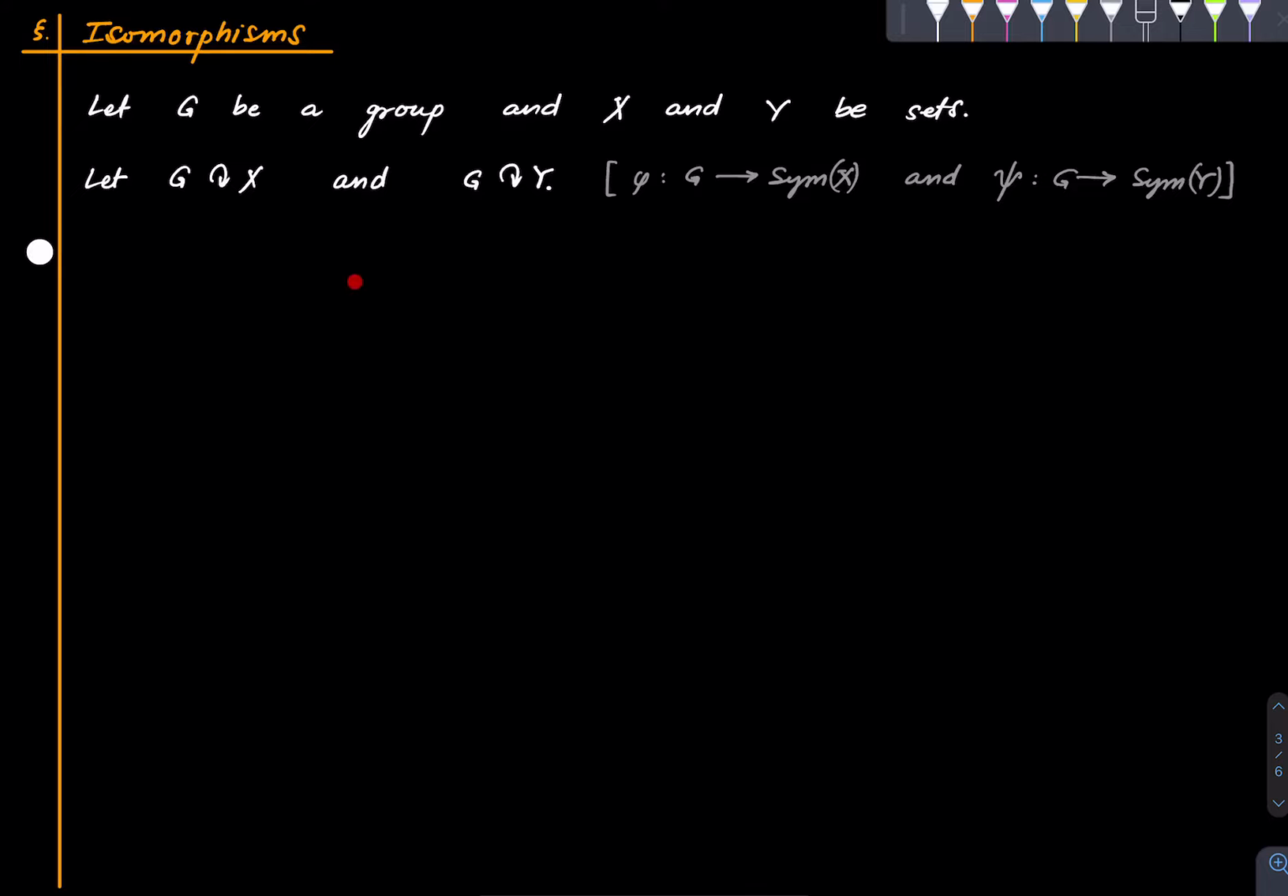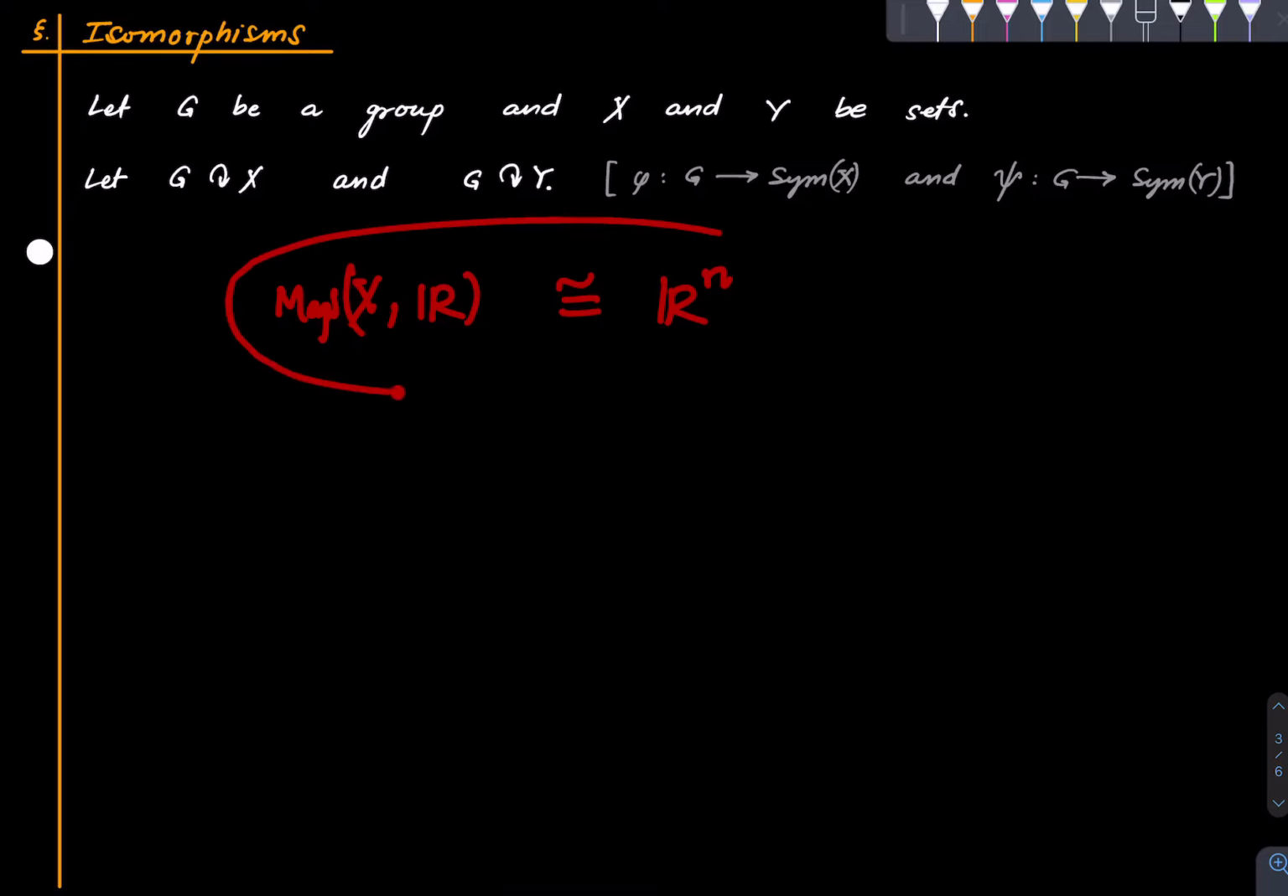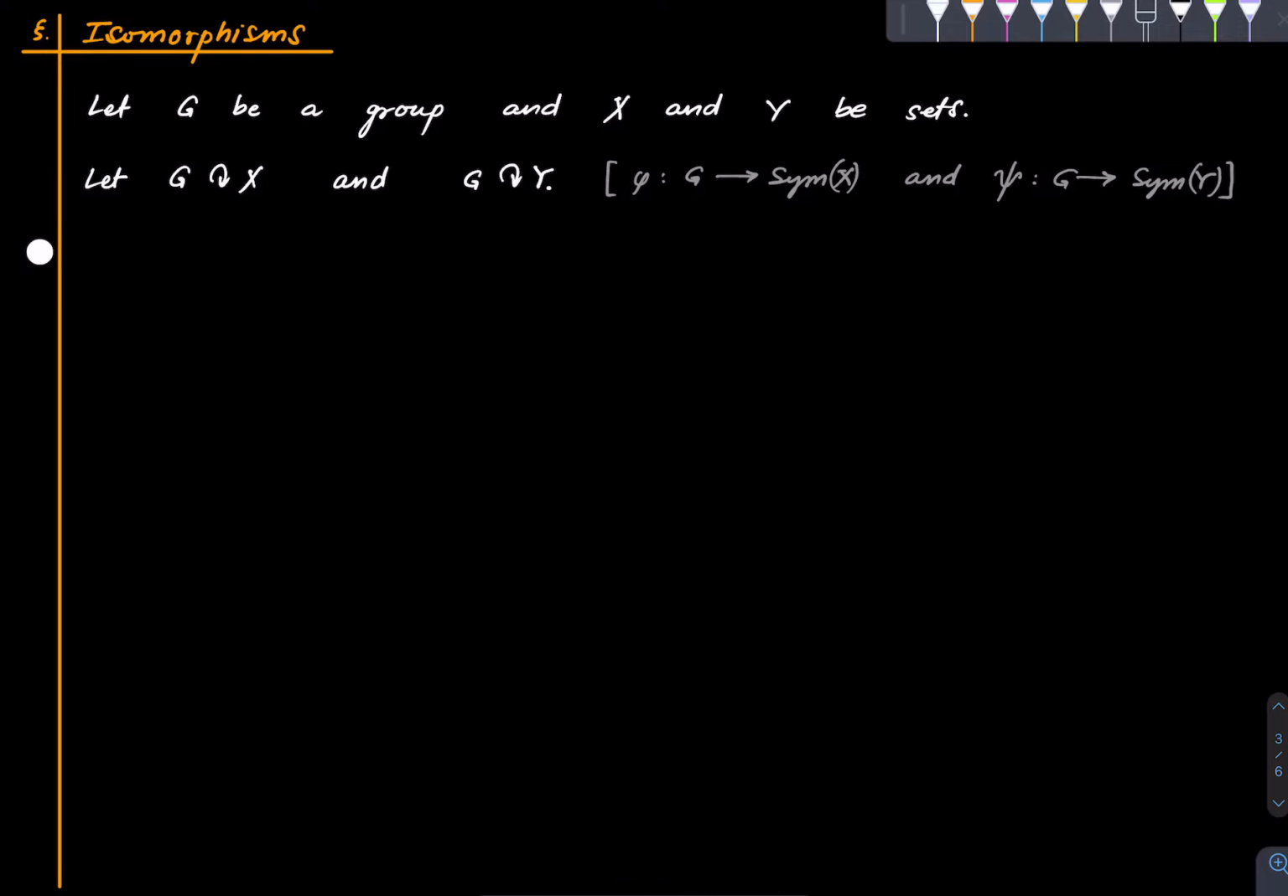So for instance, if you have a set X of cardinality n, then the set of all the maps from X to R is isomorphic to R to the n as a vector space. So the two vector spaces are just notationally different or artificially different. Similarly, if you have two groups, you can ask the question when they are really the same as groups, even though they may look different. And the corresponding notion of sameness is that of a group isomorphism.